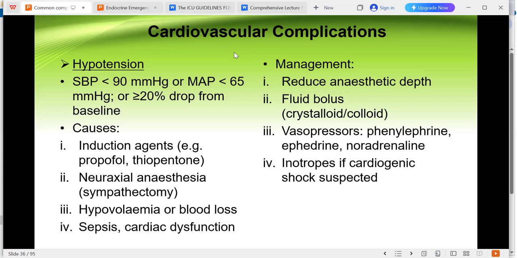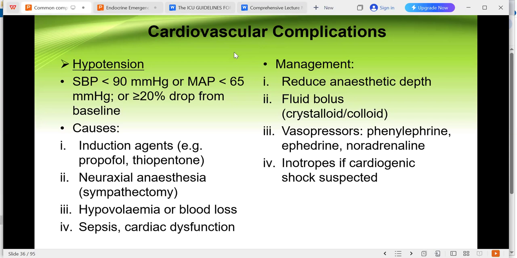Hypotension can occur intraoperatively during surgery from inadequate fluid resuscitation, or during emergency surgery, or from blood loss. Sepsis and cardiac dysfunction could also be a cause of hypotension during surgery. So how do you manage this? Reduce anesthetic depth and give aggressive fluid bolus with your crystalloids. If you have vasopressors, which you should, phenylephrine in case of sympathectomy, ephedrine, and noradrenaline come in handy. But if the cause is cardiac, use your dobutamine or other inotropes that you have available.